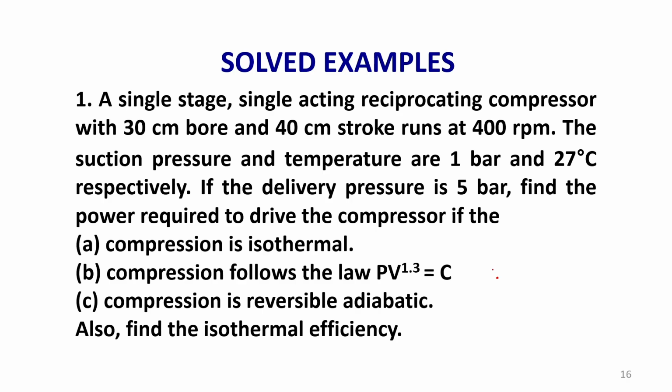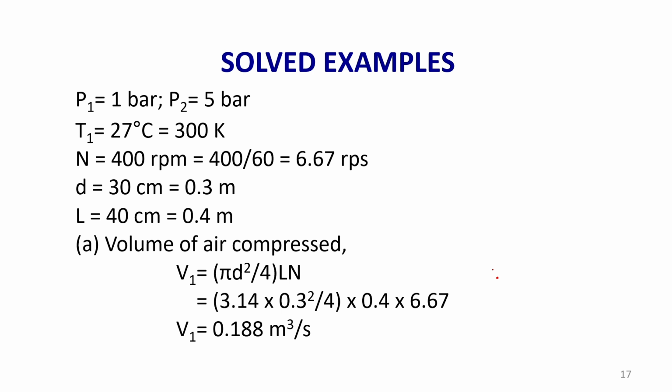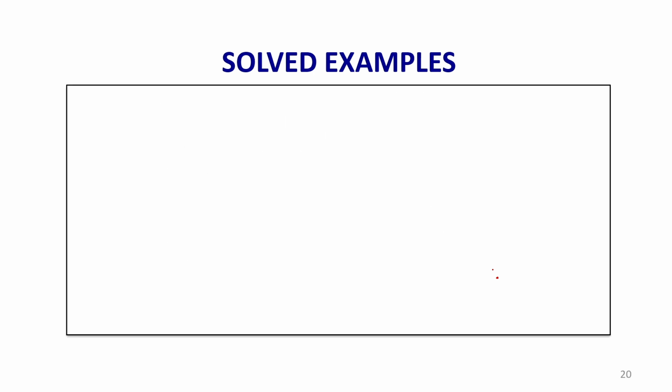A single stage, single acting reciprocating compressor with a 30 centimeter bore, that is the cylinder diameter, and 40 centimeter stroke runs at 400 RPM. The suction pressure and temperature are given as 1 bar and 27 degrees. If the delivery pressure, the other name for discharge pressure, is 5 bar, find the power required to drive the compressor. So, P1 is given, P1 is 1 bar, P2 is equal to 5 bar.